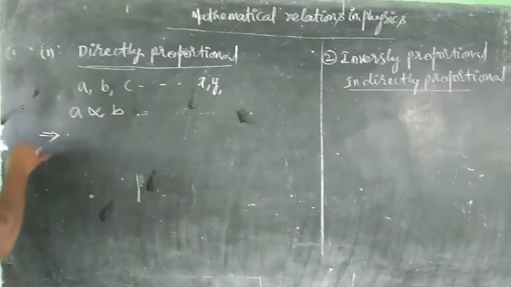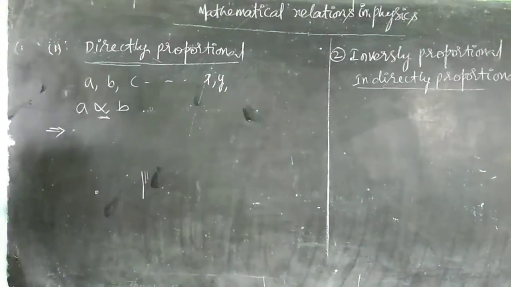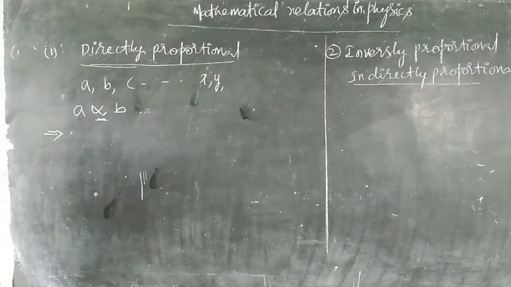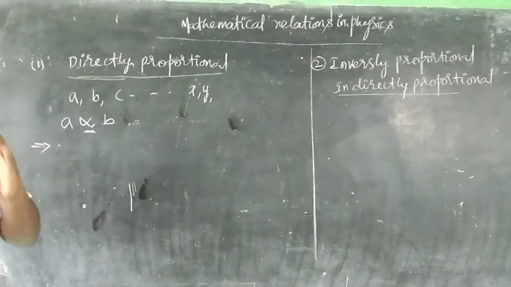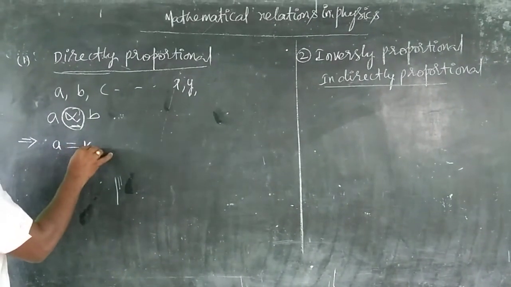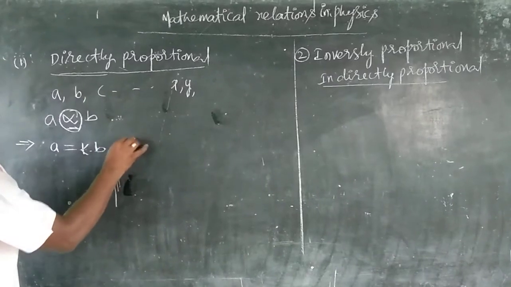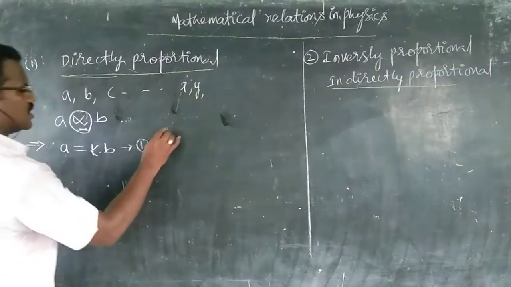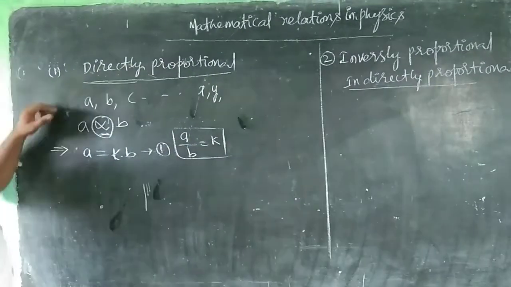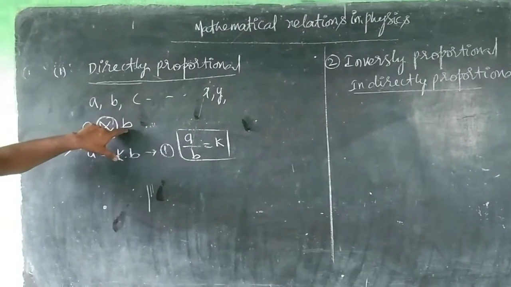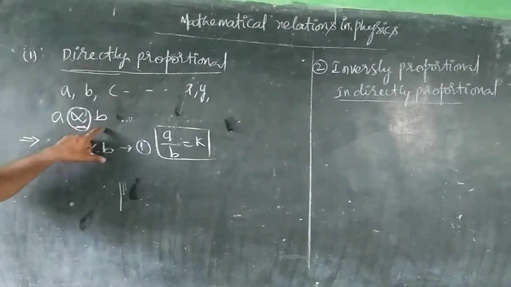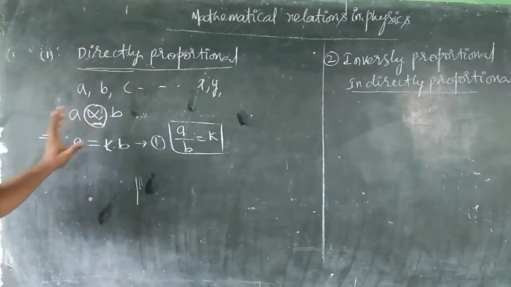In the next step, to remove the proportionality, we should introduce the equal symbol with a constant. That means A is equal to K into B, let us call this equation number 1. From this we can say that A by B is equal to K. Let us consider A and B are two variables. If the variable A increases or decreases, then B also increases or decreases. It is said to be directly proportional.